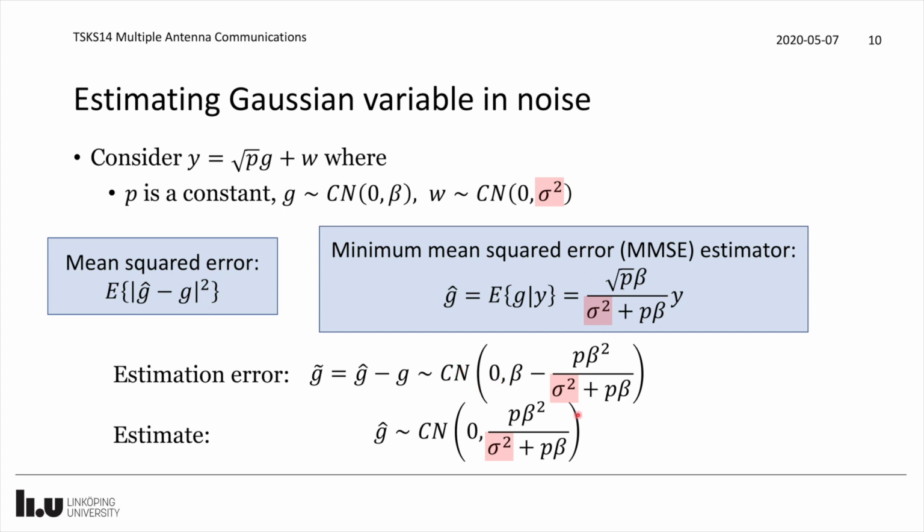So the estimation error, g tilde, equal to g hat minus g, is going to be complex Gaussian and have a variance that looks the same as before. It was beta minus p times beta squared divided by, previously we had a 1, but now we have a sigma squared, and then plus p times beta. And the estimate that we compute here, since y has a certain random distribution, is also complex Gaussian distributed, has p times beta squared in the numerator, and we had a 1 here before, now I have a sigma squared, and then plus p times beta. And these were independent random variables. We will now use these results to do the channel estimation in the multi-cell case.